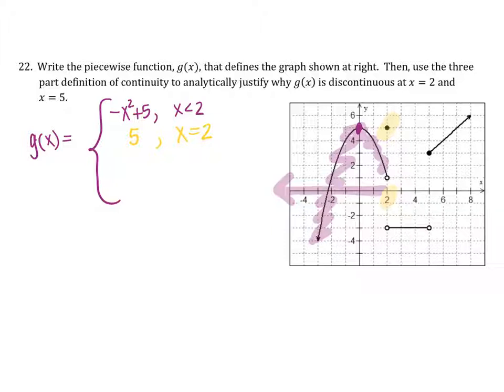So now let's look at our other portion. And on this other side, it looks like we've got this little bitty part here. And so that's just going to be our horizontal line here at negative 3. So I know this value is negative 3 between x values of 2 and, what is the other x value? It looks like 5.